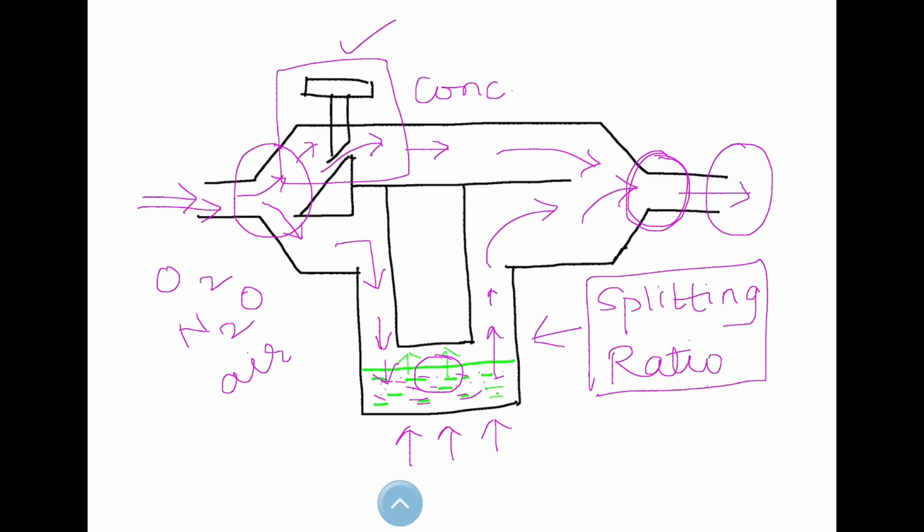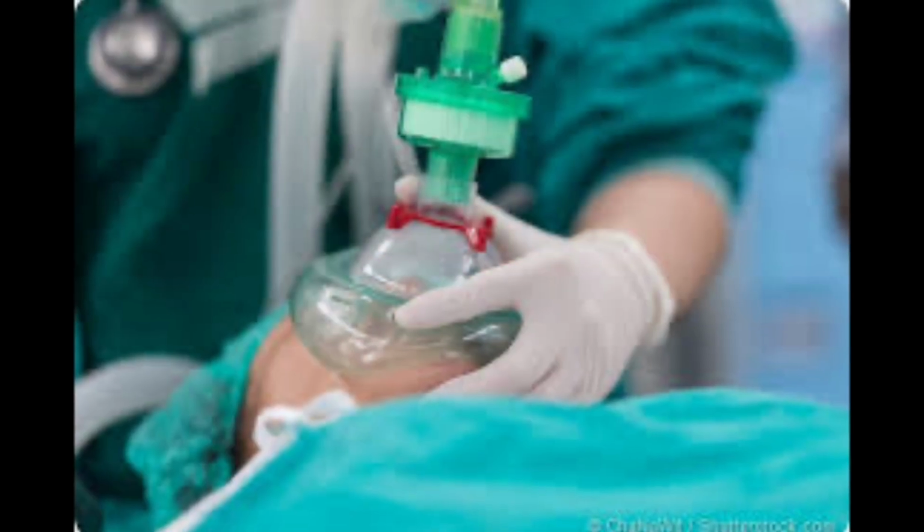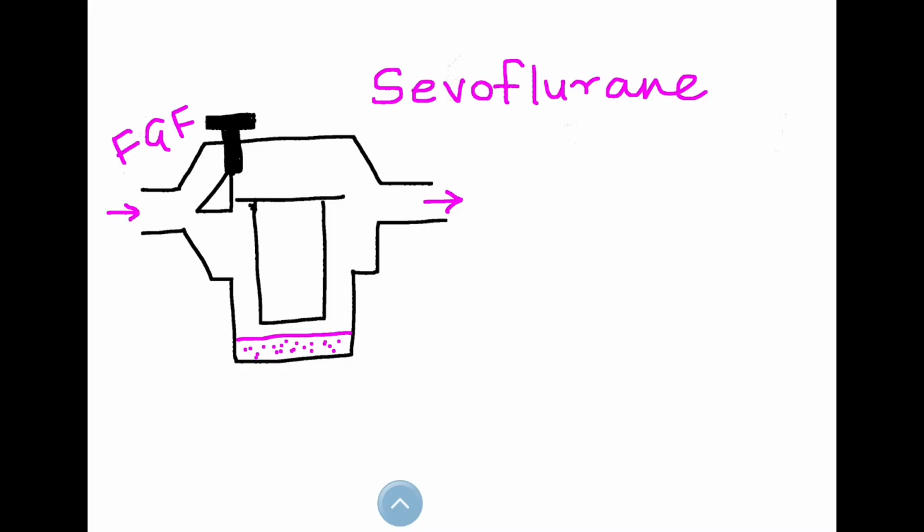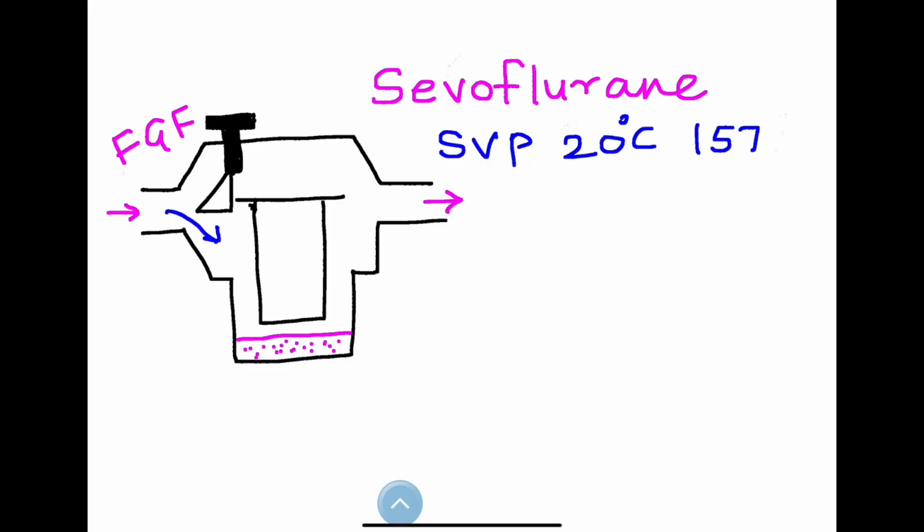This is very important because the SVP of most anesthetics is very high as compared to their minimum alveolar concentration needed for anesthesia. Let us take the example of sevoflurane. The saturated vapor pressure of sevoflurane at room temperature, that is 20 degrees Celsius, is 157 millimeter of mercury. Now, fresh gas flow containing 100% oxygen flows over this and gets completely saturated with sevoflurane.